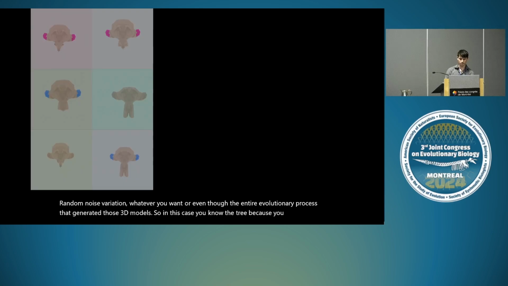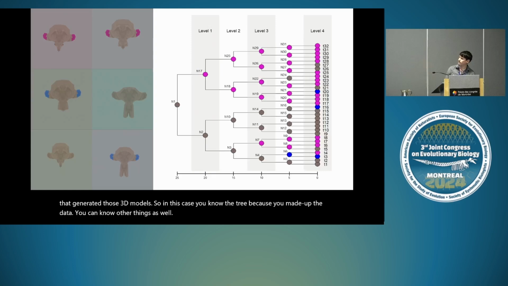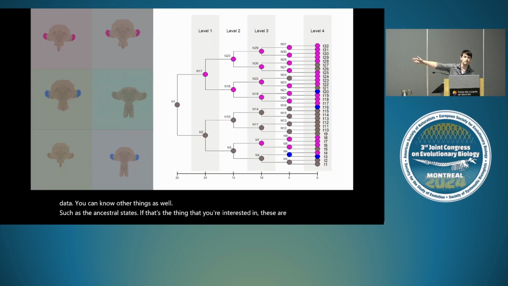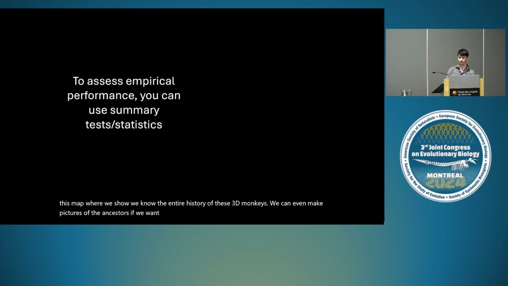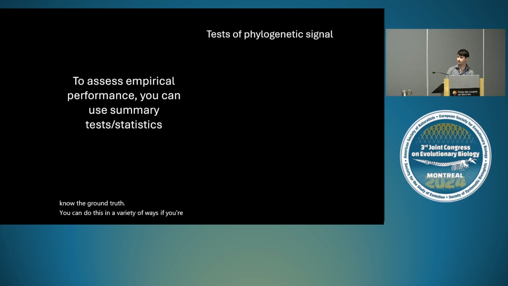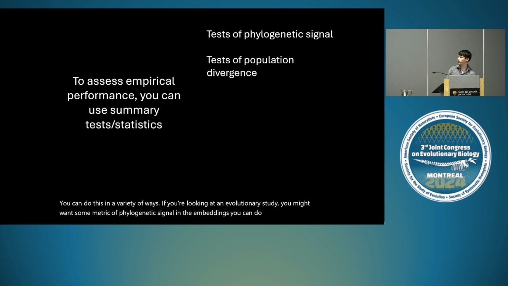Because you made up the data, you can know other things as well, such as the ancestral states, if that's the thing that you're interested in. These are some little fun monkeys that I like to play with as a really simple case. But as you can see here, we have this map where we know the entire history of these 3D monkeys. We can even make pictures of the ancestors if we want to. If we want to assess how well the model is actually performing when I want to do some experiment with some real data where I don't necessarily know the ground truth, you can do this in a variety of ways. If you're looking at an evolutionary study, you might want some metric of phylogenetic signal on the embeddings. You can do tests of population divergence if you're doing some sort of study on that scale.